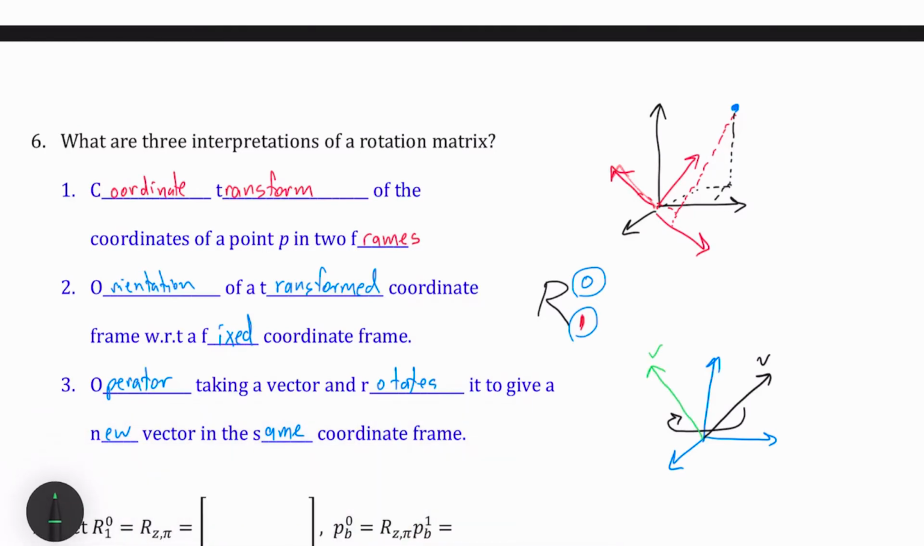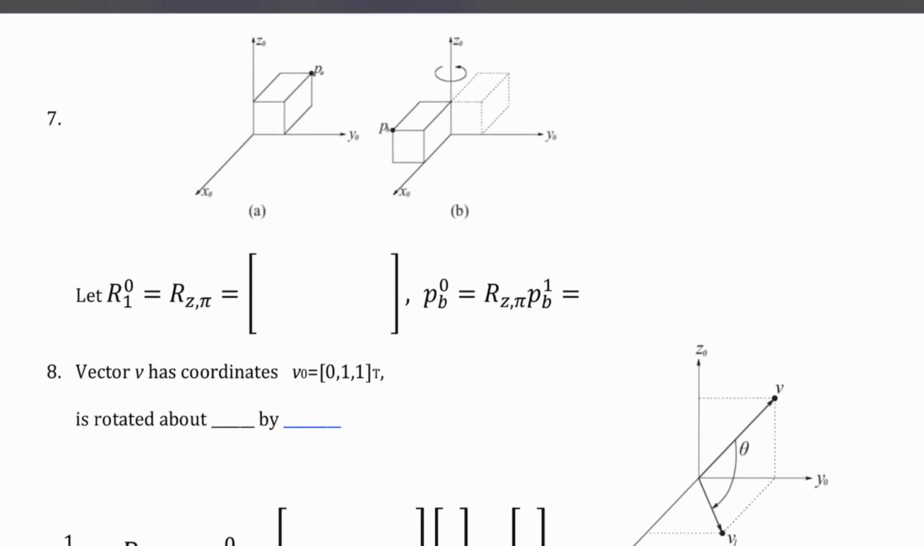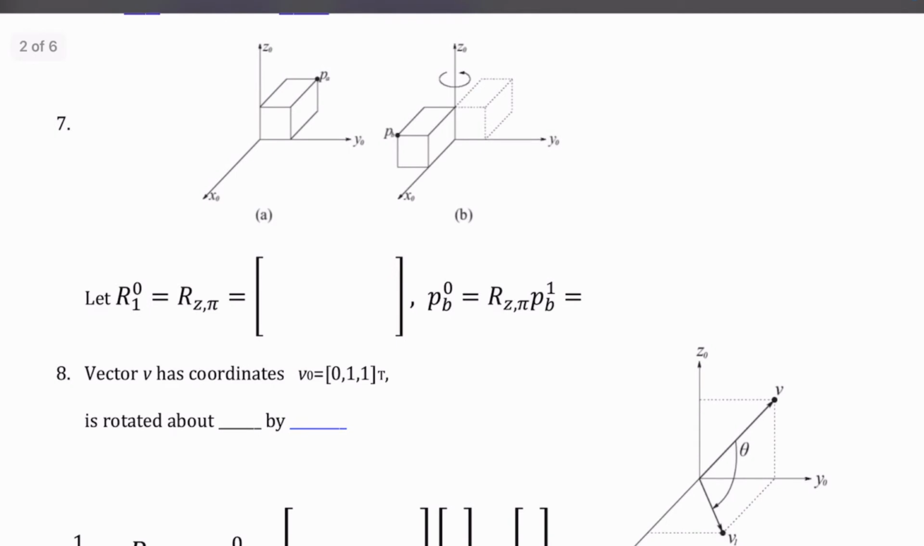And so this rotation matrix gives me a way to give an operator that rotates it. So here's an example of definition number 2. We've got a fixed frame, and we want to talk about the orientation of a transformed coordinate frame. So over here, I've got this point PA, and I'm going to rotate it by pi about the z-axis. So I'm going to call this rotation that I'm applying R1 in frame 0. It's a rotation of pi about the z-axis.